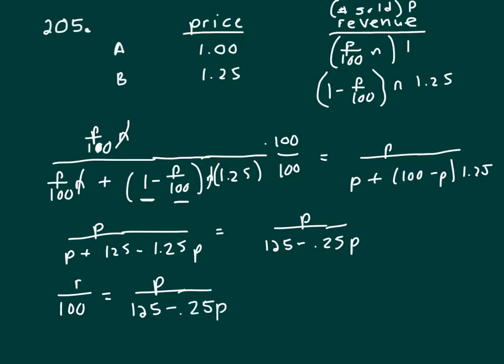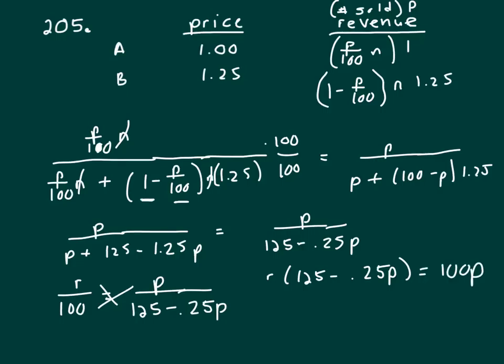And it says, which of the following expresses R in terms of P? So I need to solve this equation for R. So let's cross multiply, and that will give me R times 125, I'm sorry, that's 125 minus 0.25 P, equals 100 P. Let me erase that. We're cross multiplying. So R times 125 minus 0.25 P equals 100 P.